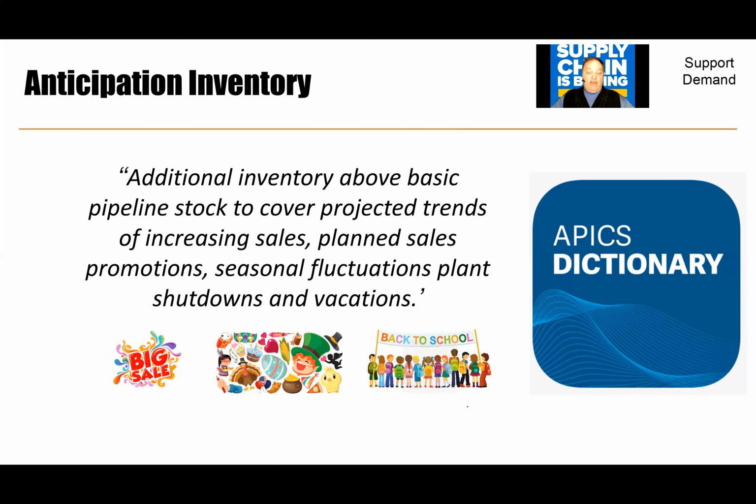The APICS dictionary defines anticipation inventory as additional inventory above basic pipeline stock to cover projected trends of increasing sales, planned sales promotions, seasonal fluctuations, plant shutdowns, and vacations. As described in the definition, anticipation inventory is associated to seasonal inventories. For example, a manufacturer may start building up lawnmower inventories in the winter to support the expected high demand selling in the spring. This may help balance production utilization while satisfying customer demand.